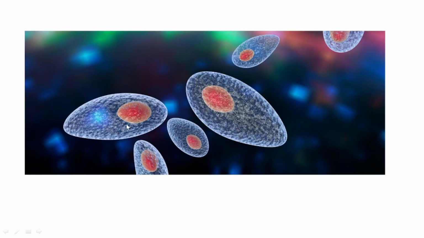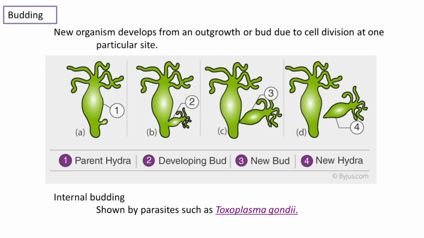This is Toxoplasma gondii. This is a unicellular protozoan which can cause toxoplasmosis in human beings. During its life cycle, this internal budding is observed. And what is internal budding? I will explain to you. Internal budding means, as this protozoan enters the body of the definitive host, it is the cat.